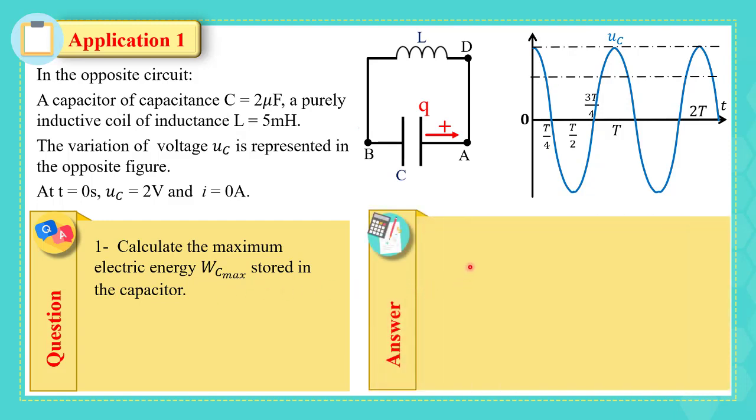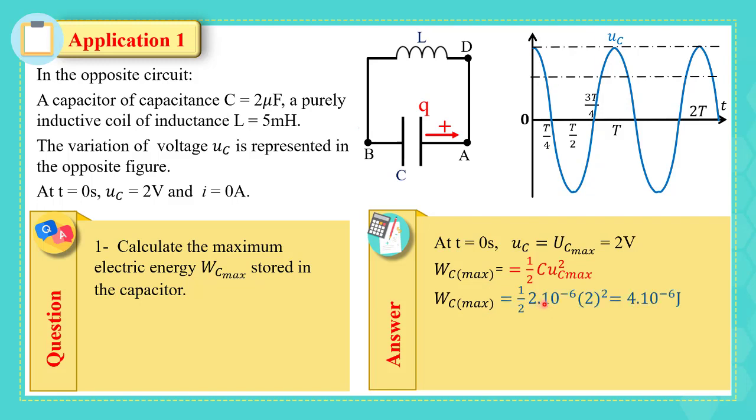At t equals 0, UC equal UC maximum equal 2 volt, so energy electric maximum equal half C UC maximum squared equal half times 2 times 10 power minus 6 times 2 squared, which is equal to 4 times 10 to the power minus 6 joules.